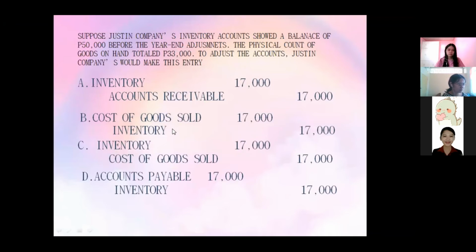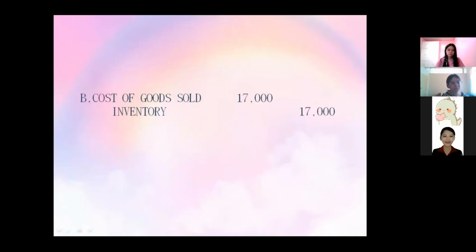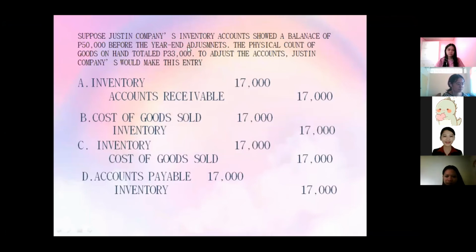Ayun. Ang sagot is letter B. Debit cost of goods sold 17,000 and credit inventory for 17,000. Kasi nga 'di ba parang before year end yung inventory mo is 50,000. Eh ang nabilang mo lang na physical count is 33,000, parang sumobra ka. Kaya kailangan nating bawasan yung inventory, kaya natin siya kinredit. Tapos yung cost of goods sold naman, kailangan natin i-debit.